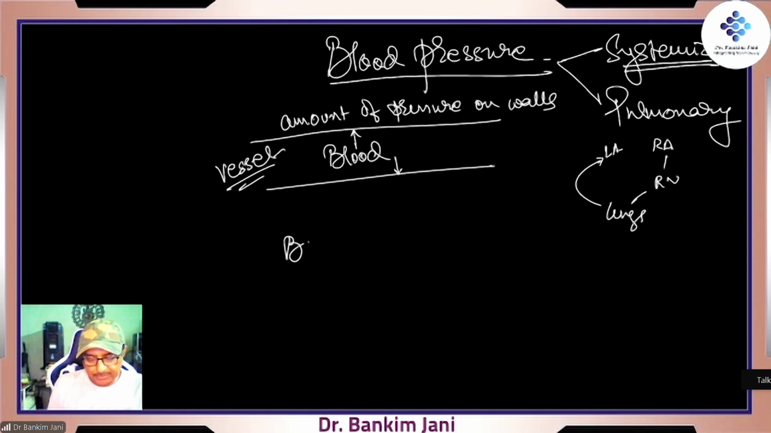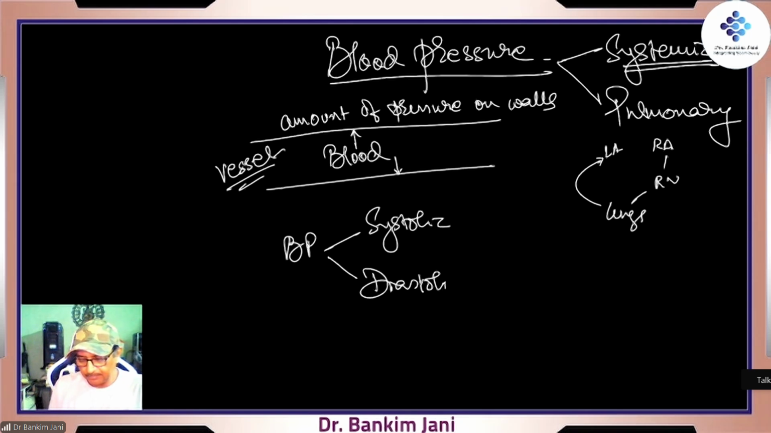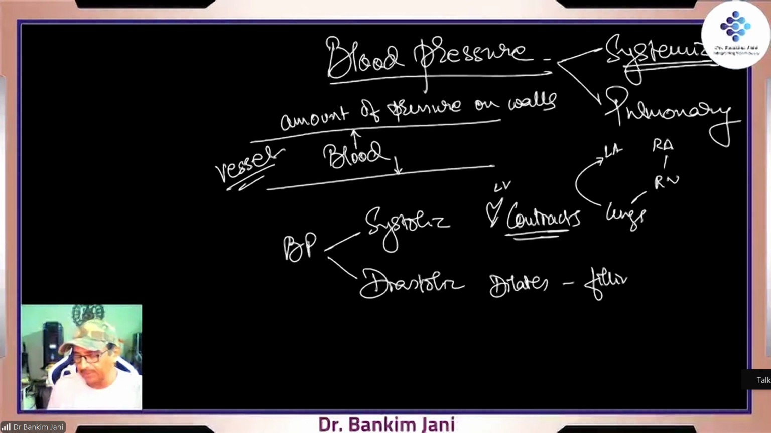In case of blood pressure, we have systolic blood pressure and diastolic blood pressure. Systolic is when the heart contracts. When the heart contracts, we are talking about the left ventricle, which will be generating maximum power, and this is the systolic blood pressure. This is where the left ventricle contracts. And this is diastolic when it dilates. Can I say this is the filling phase, right? It is the filling phase, correct?